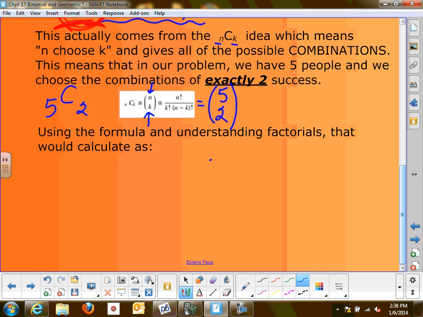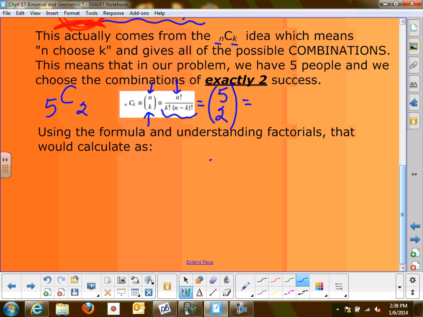This is not a fraction, 5 halves. There is no fraction line there. So don't write that as a fraction. This is 5 choose 2. And this represents a number for how many combinations there are. Okay? And here's how you figure out what that number is. Do this.